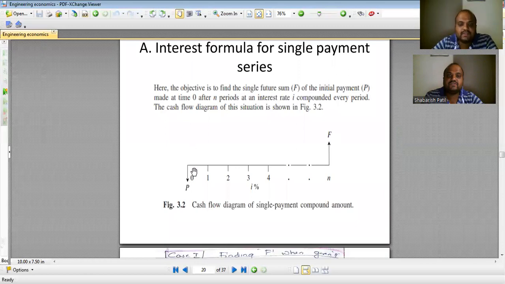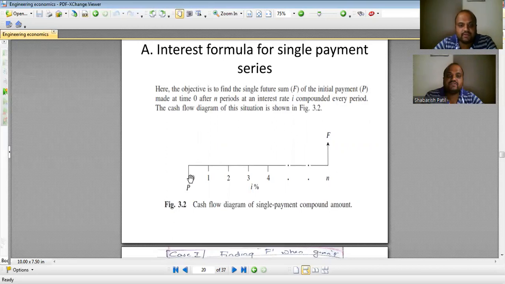So this is a single payment series. This is a typical cash flow diagram where I have either a cash inflow or a cash outflow at a given zero time unit. Then I may get a future value after some n period of time, maybe an inflow or an outflow. So only single payment compounding is being done here.